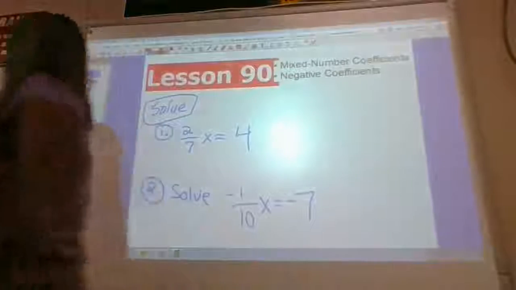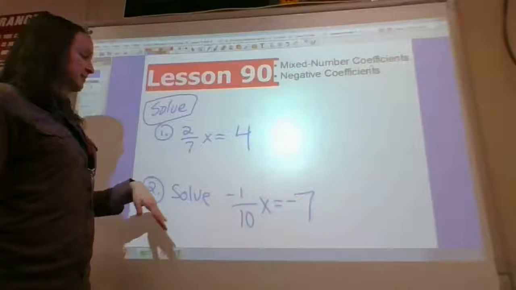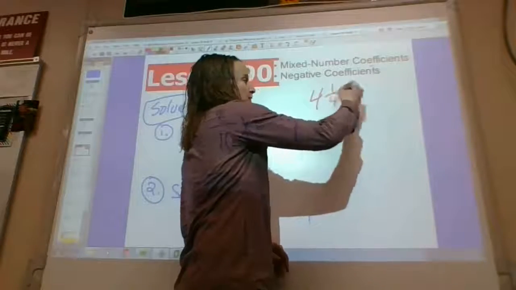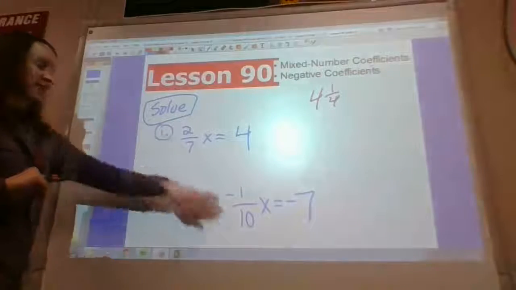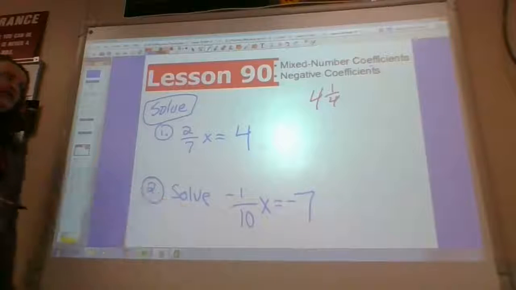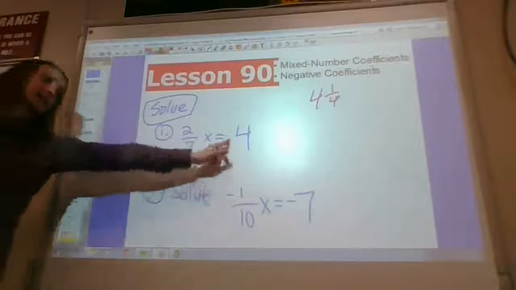So today we're going to be going through lesson 90. We're talking about mixed number coefficients. Mixed number means something like 4 1/4. Once again, that's mixed number. And negative coefficients, that just means when we have negatives in front. And so the first thing I'd like you to do is set up number 1 in your notebook, which says 2/7 x equals 4.